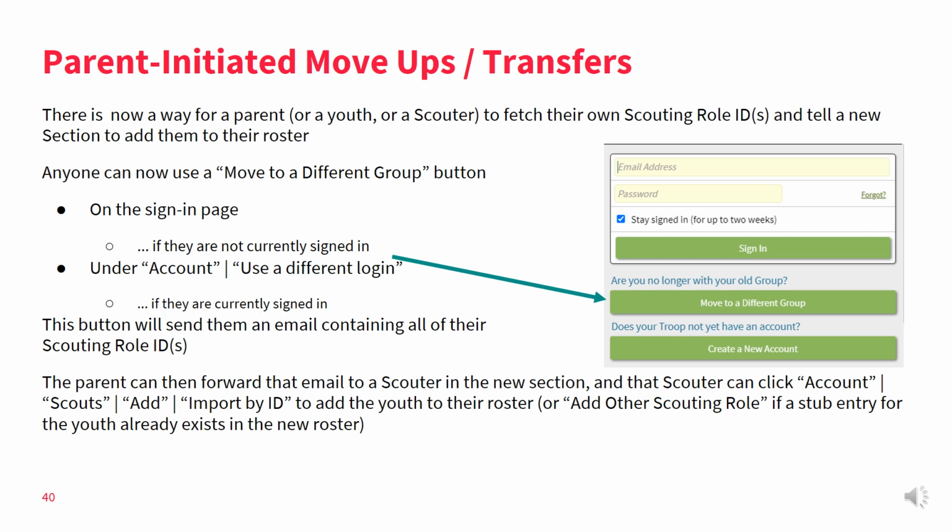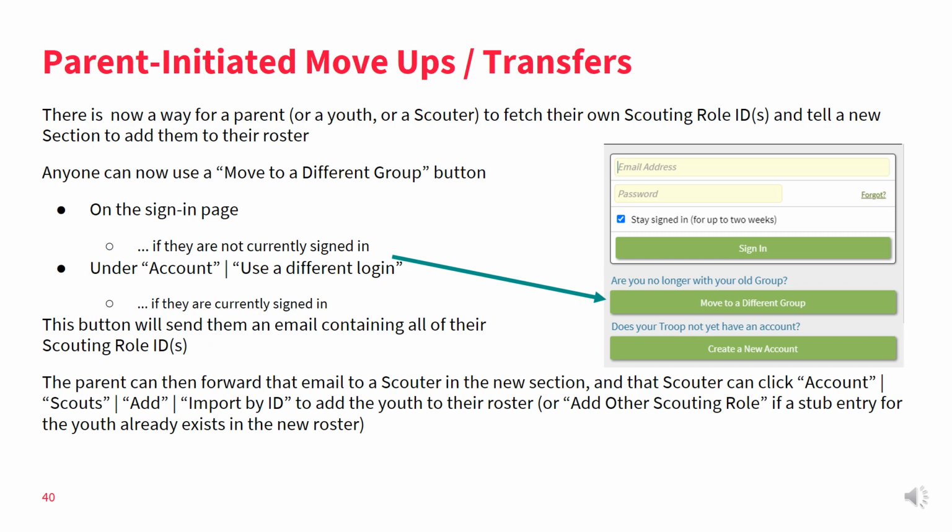The button can be found on the sign-in page if you're not currently signed in, or if you are signed in and you automatically connect, you'll find it under Account, Use a Different Login. When the person clicks this button, it'll send them an email that contains all of the pertinent scouting role IDs. The email also includes instructions to forward the email to a scouter in the new section. And it includes instructions for the scouter in the new section to click Account, Scouts, Add, and Import by ID. That's a new ability. And this will add the youth to the roster.